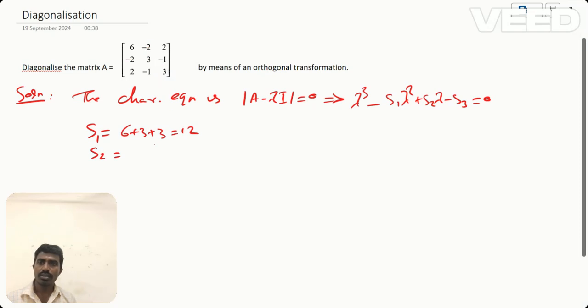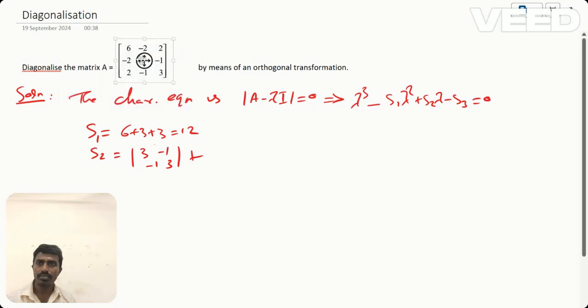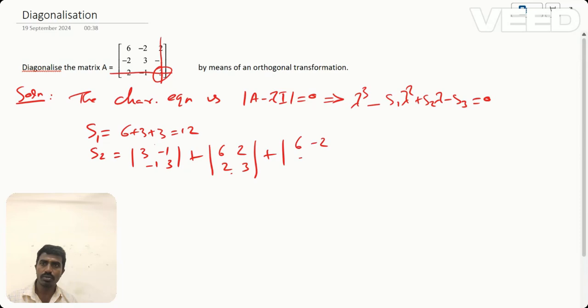And s2 equal to sum of minors of main diagonal elements. First find the minor of this element 6. For that, remove this column and row, find the remaining determinant 3 minus 1 minus 1 3, plus next find the minor of this element. Remove this column and row and find the remaining determinant 6 2 2 3. Similarly, find the minor of this element, remove this row and column, then find the remaining determinant 6 minus 2 minus 2 3.